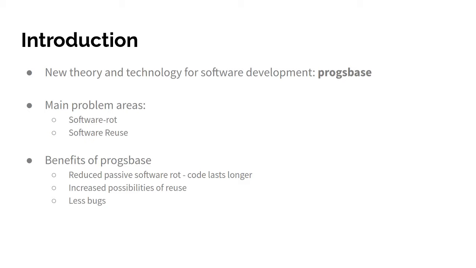Progsbase is a new theory and technology for software development. It attacks two main problem areas, the problem of software rot and the problem of software reuse. The benefits of using Progsbase to develop software is that it reduces passive software rot, which means that code lasts longer. A second benefit is that it increases the possibilities of reuse. And a third benefit related to the first two is that there are less bugs in the code.